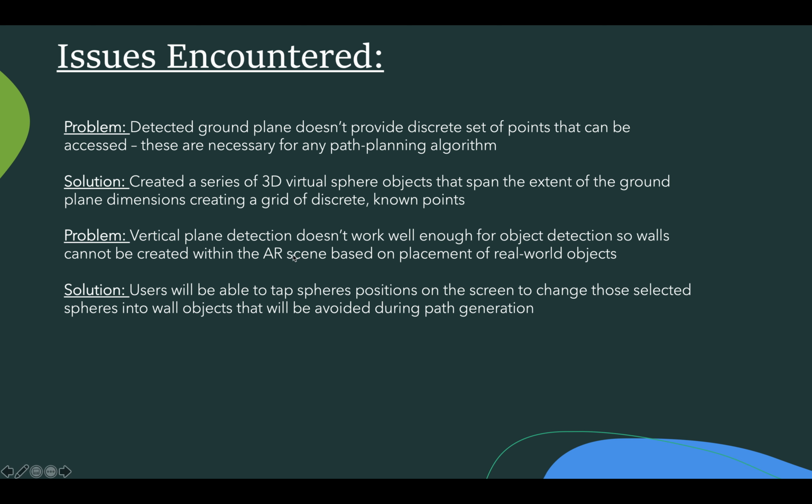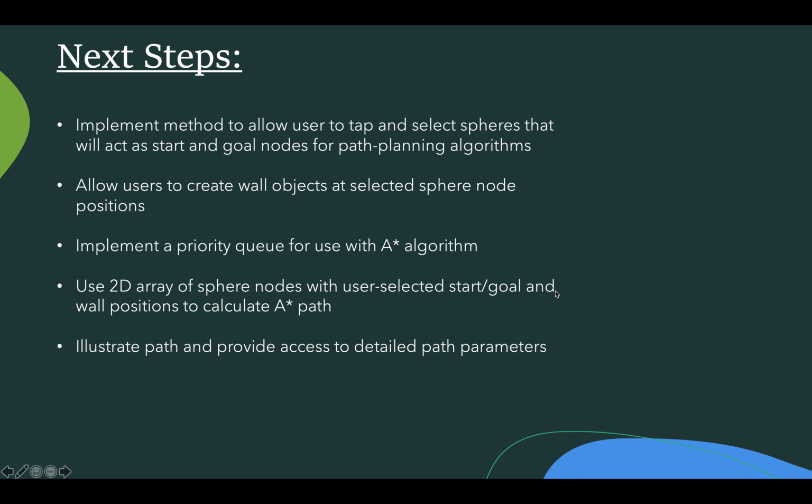I was also planning on using vertical plane detection to detect any sort of objects in the environment and be able to use those as walls. Turns out vertical plane detection doesn't actually work that well. So instead, I'm going to make it so that the users can tap spheres that they want to make walls or obstacles, and those will ultimately be routed around when the path is generated.